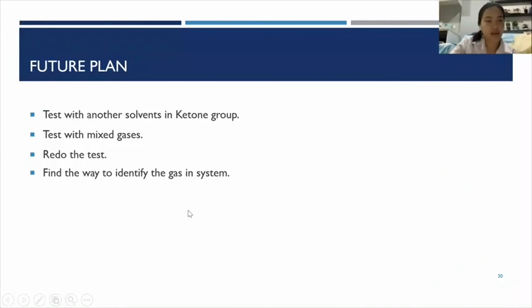My future plan is to test with other solvents in the ketone group and test with mixed gas to see the selectivity, and then redo the test again, and then find a way to identify the gas in the system.